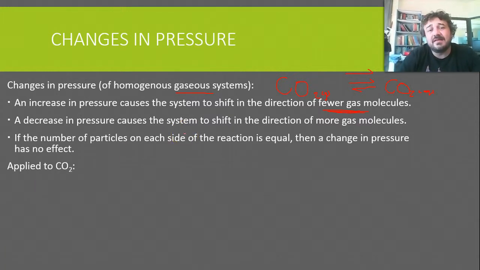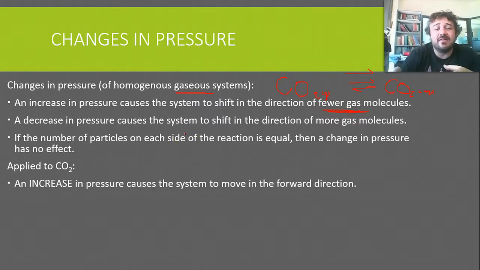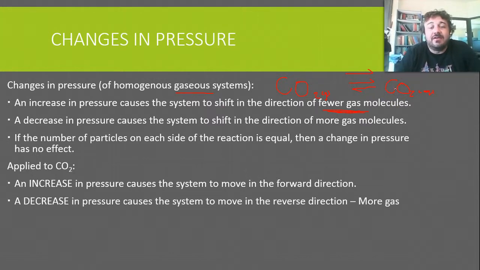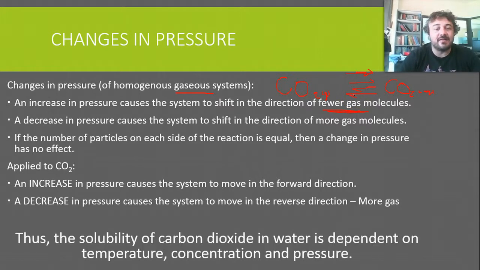So let's apply this to CO2. Basically, an increase in gas pressure causes it to move forward. That makes sense. Gas is only here, so as we increase it, it goes in that direction. A decrease in pressure, so opening the can of soft drink, will cause it to go in that direction because that decreases the pressure. So you get more gas.